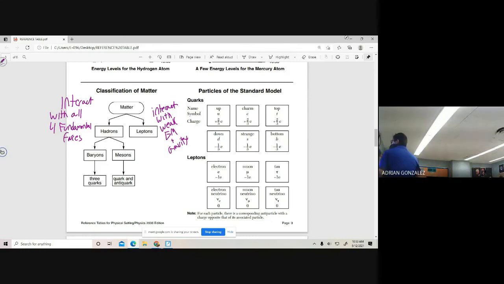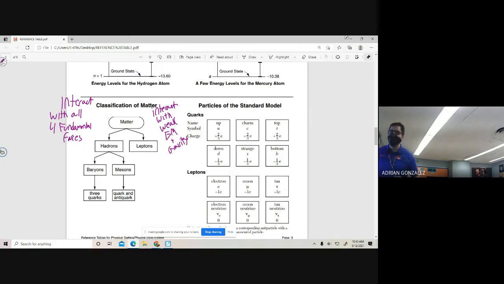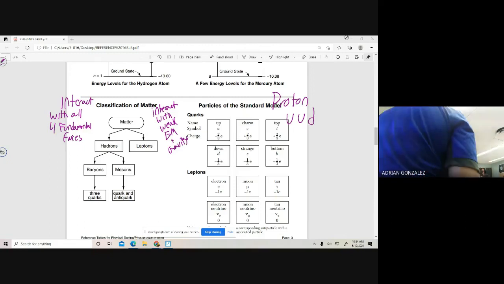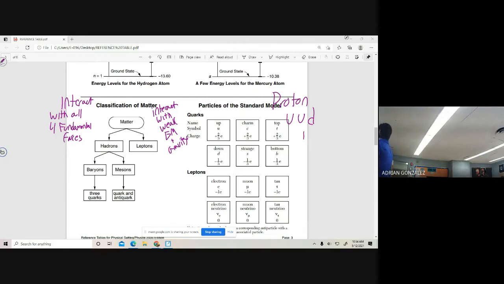So we discovered different generations of quarks. The first ones we discovered were the up and the down quark. The up quark has a charge of positive two-thirds. The down quark has a charge of minus one-third. When we smashed protons together, protons had two ups and a down. When you do that math, what do you get? You get 3/3, yes? Which is positive one.